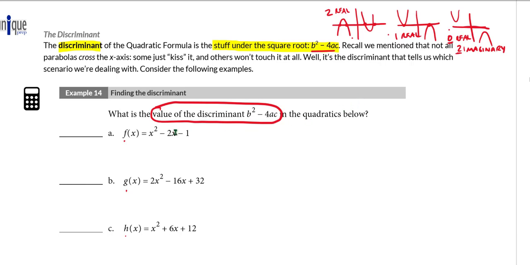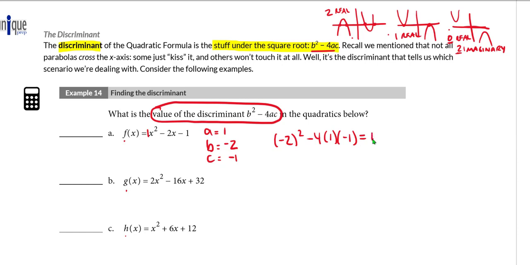So for function f, I'm going to go ahead and list a equals, b equals, c equals. I will always do that whenever I'm using the quadratic formula or dealing with discriminants so that I don't mess anything up. A, of course, the coefficient in front of the x squared term is 1, b is -2, and c is -1. So now plugging those numbers into the discriminant, I get -2 squared minus 4ac.